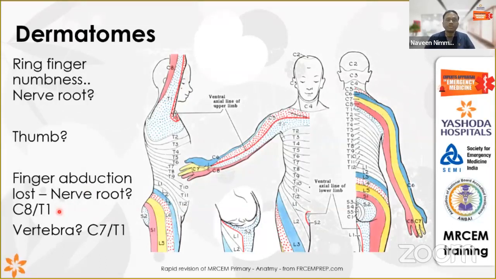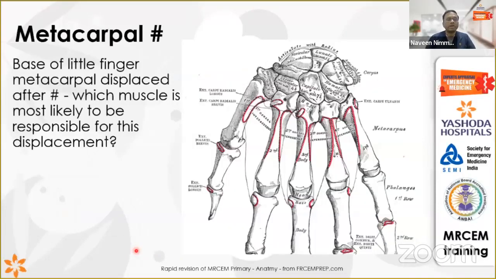So coming to metacarpal fractures, the base of the little finger metacarpal is displaced after a fracture. Which muscle is most likely to be responsible for this displacement? If you know what is attaching there, you'll be able to answer this. That is the extensor carpi ulnaris, which attaches at the base of the fifth metacarpal. Similarly, if they ask about the second metacarpal base, that is the extensor carpi radialis longus. And third, extensor carpi radialis brevis. So for 2 and 3, it is extensor carpi radialis. Second is longus, but for the third one, it is the brevis.